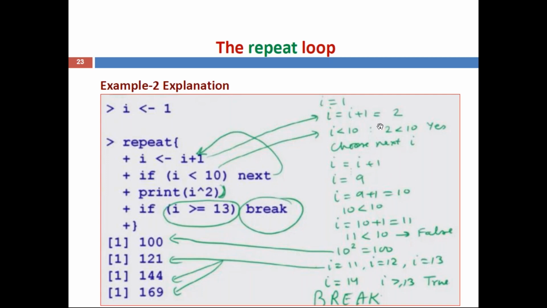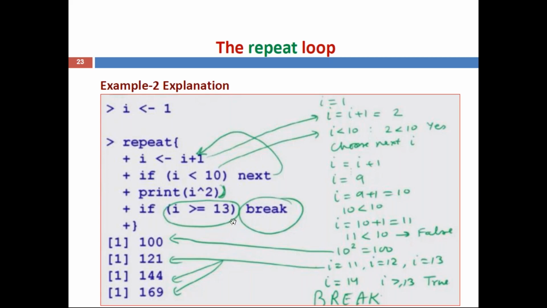So here first we get I equal to 1. That means 1 less than 10. It chooses next, and it prints 1 power 2. Then 2 less than 10, again true. Then it calls I equal to I plus 1, 2 plus 1, 3. Then 3 less than 10, true. So it prints 3 power 2, 9.